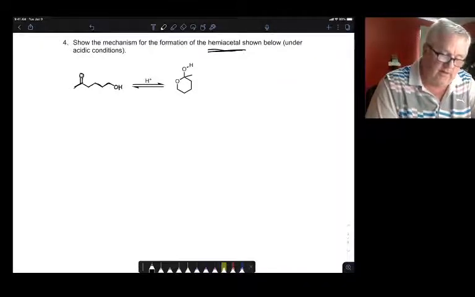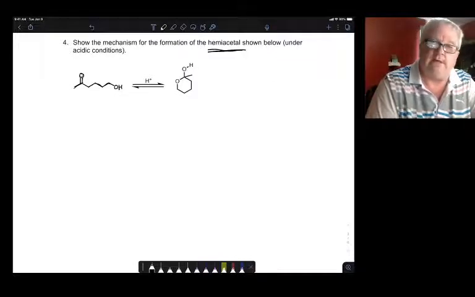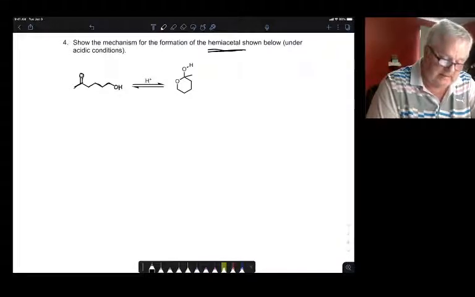And we've given you the product. Remember, a hemiacetal is a carbon that's bonded to 2 oxygens, but one of the oxygens still has a proton on it and is an OH. The other is an oxygen of an ether functionality. So this is a hemiacetal. We've gotten the product. We just want to know, how do we get from here to here?